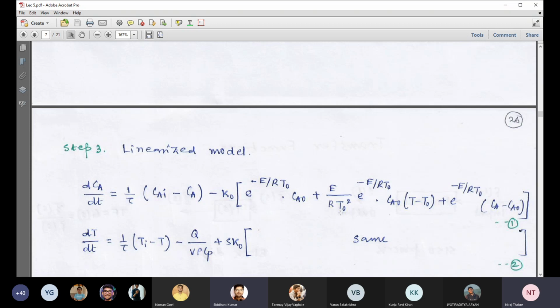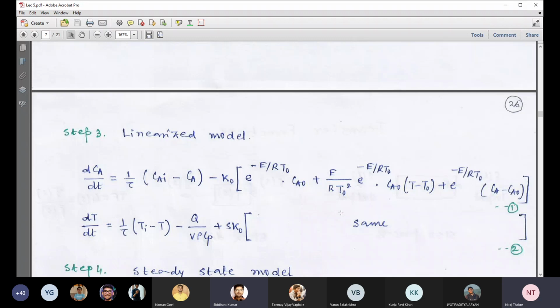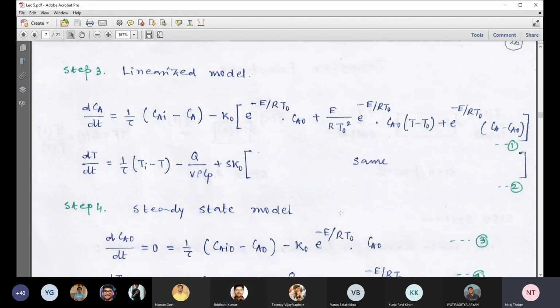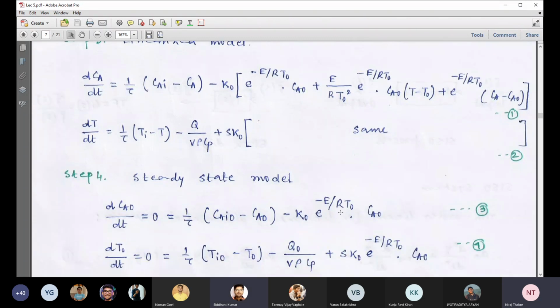Yeah, steady state. We want to represent the equations at steady state. What's your roll number? Sir, 10052, Siddhant Kumar. Yeah, correct. See, I have written the equations in steady state.